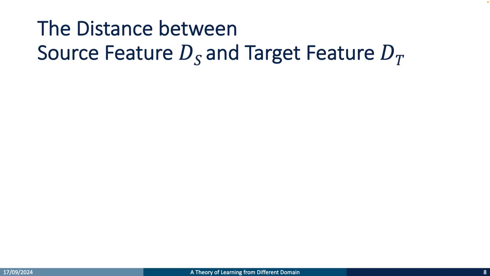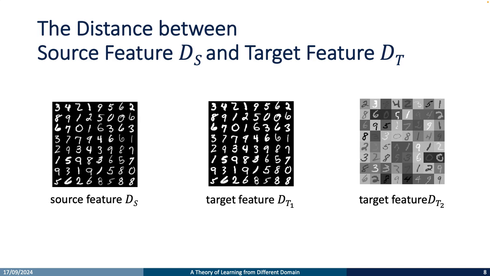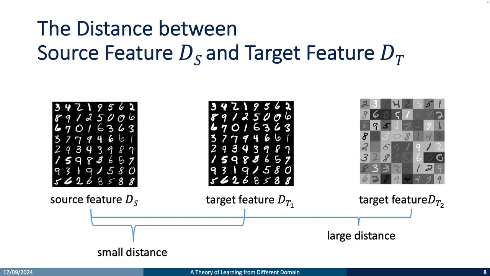Now let's take a closer look at the first term, which is the distance between ds and dt. To illustrate this, let's consider some examples. Suppose we have one source domain and two target domains. The source domain, ds, is the MNIST dataset. The first target domain, dt1, consists of white digits on a black background, but with digits that are thicker than those in MNIST. The second target domain, dt2, consists of digits with various grayscale brightness levels and backgrounds. It is clear that the distance between ds and dt1 is much smaller than the distance between ds and dt2. However, the challenge lies in determining how we can quantify this kind of distance.